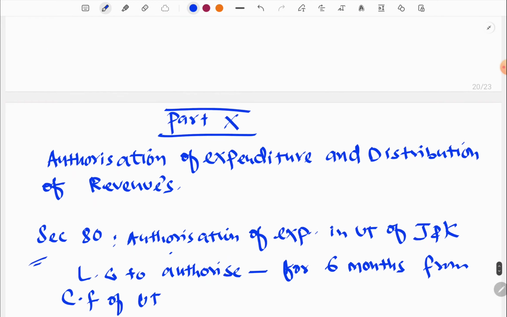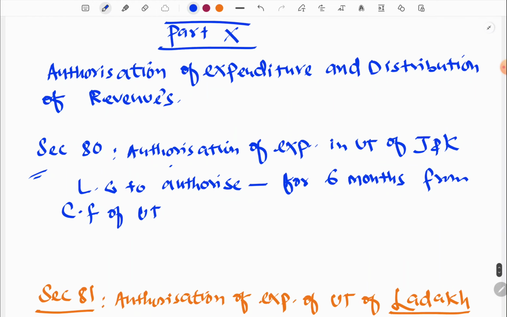Moving to part 10, it tells us about authorization of expenditure and distribution of revenues. Section 80 is very important, and it tells us that the authorization of expenditure of the UT of Jammu and Kashmir is in the hands of the Lieutenant Governor, and that expenditure which he will draw out of the consolidated fund of the Union Territory has to be for only 6 months. Whatever funding he raises, he has to raise only up to 6 months, not more.